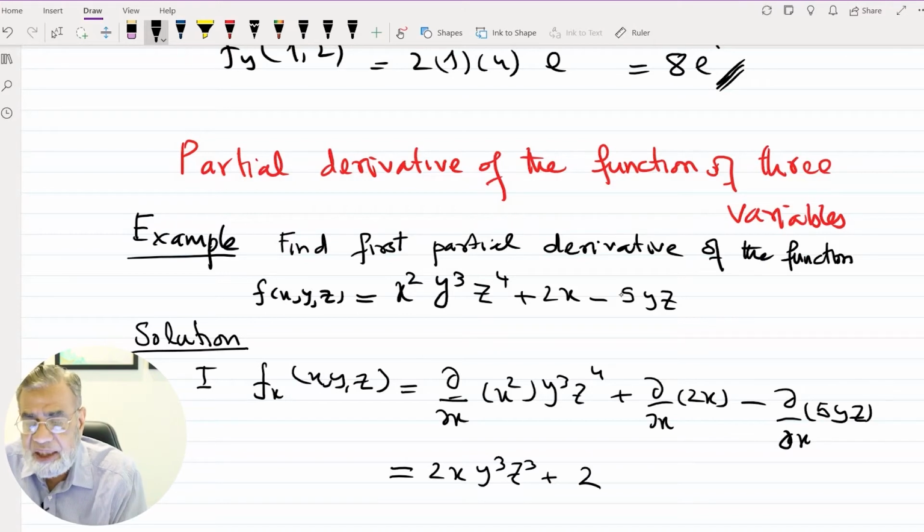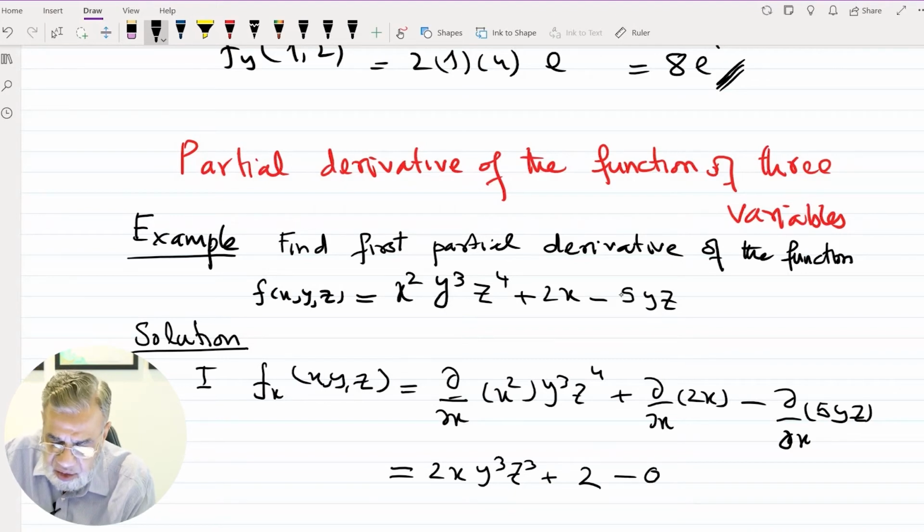And then partial x of 5yz: 5 is constant, y is constant, z is constant, so that gives me minus 0. And my result will be equal to 2xy cube z to power 4 plus 2. So that's my result.